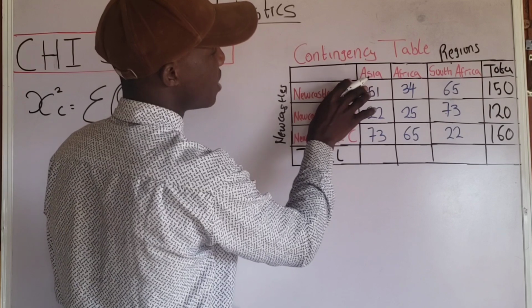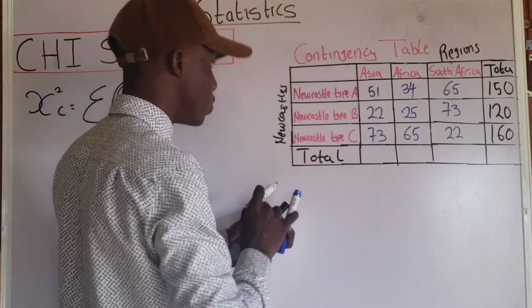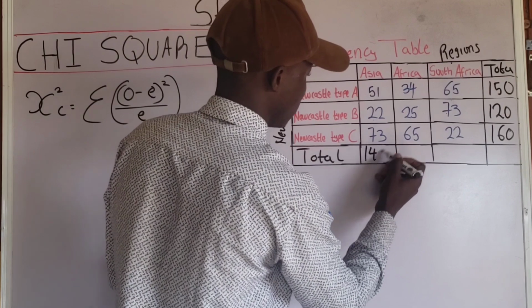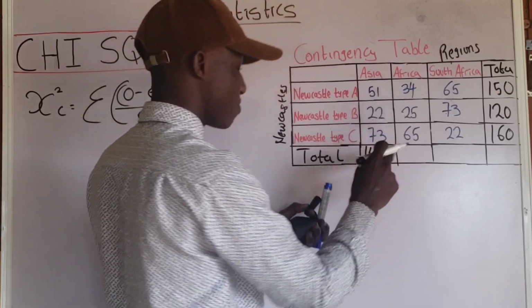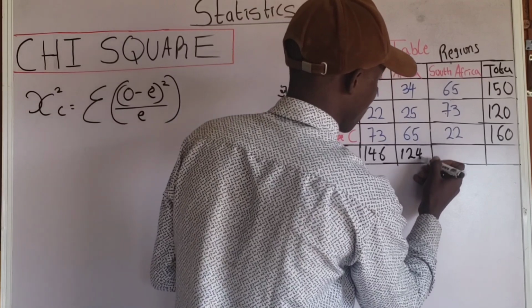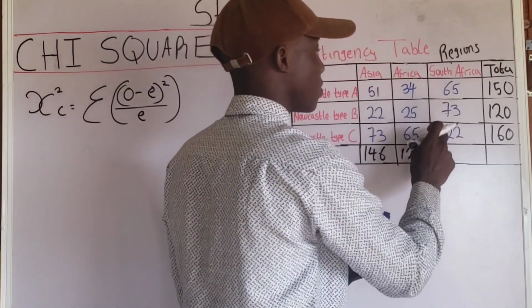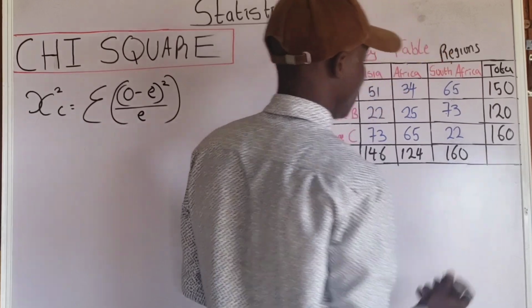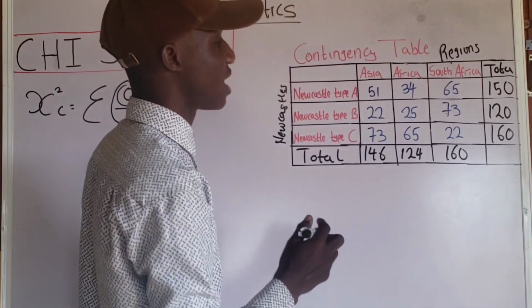For the region, we have 51 plus 22 plus 73, that is 146. Then 34 plus 25 plus 65, that is 124. Then 65 plus 73 plus 22, that is 160. You can see that we are done with the totals now.